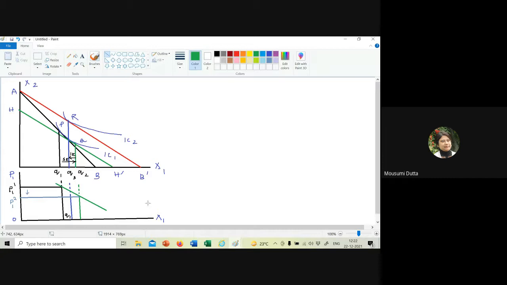So it is based on the substitution effect only, and when we are measuring the substitution effect, we are adjusting the real income in such a way that the consumer is left with enough income so that she can consume along the initial indifference curve. So this is based on Q2 as you are telling. It is based on the substitution effect only, and therefore it is the Hicks compensated demand curve.